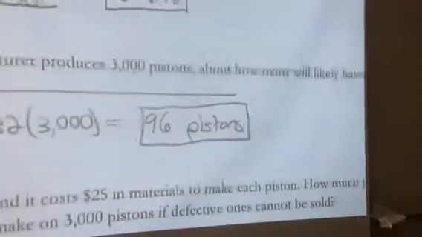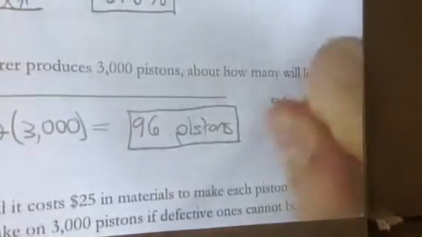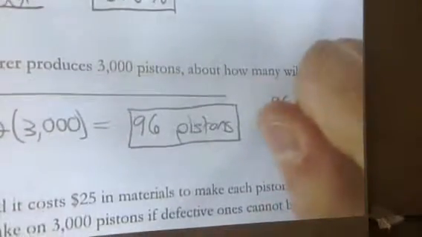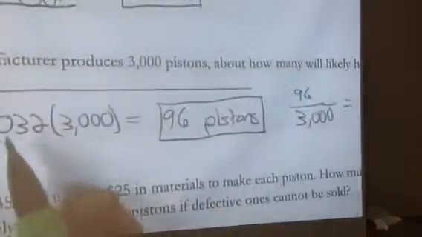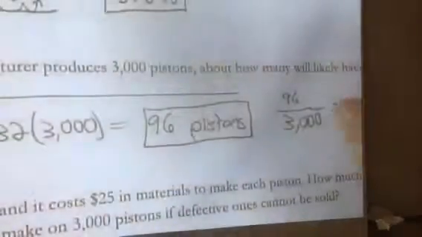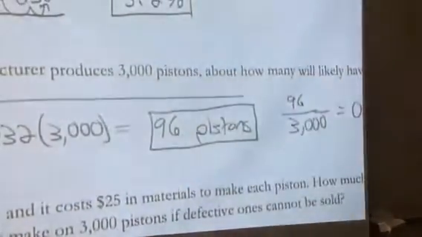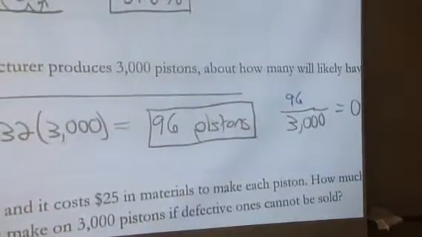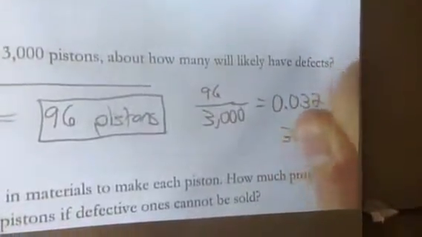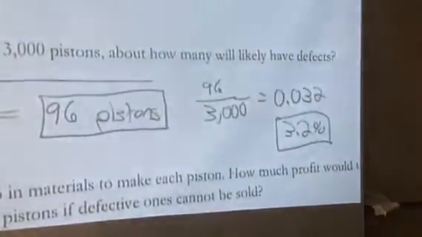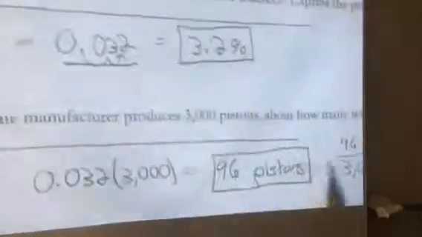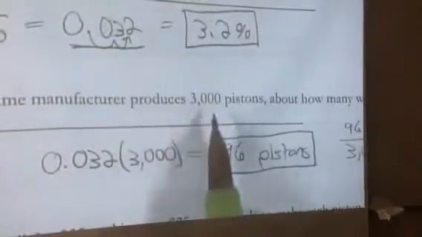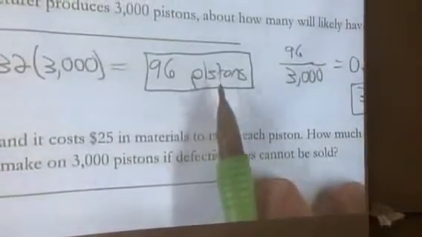Okay? So to show that that is the same thing, what I could do is say that 96 is how many will have defects out of 3,000. If I divided that out, I should get this same decimal, 0 and 32 thousandths. If you took that and divided it out, you will see that it is the same decimal. So 0 and 32 thousandths or 3 and 2/10%. So there's a 3 and 2/10% chance that there will be a defect in the manufacturing. So if 3,000 of them are made, we would expect that 96 of them would have defects.